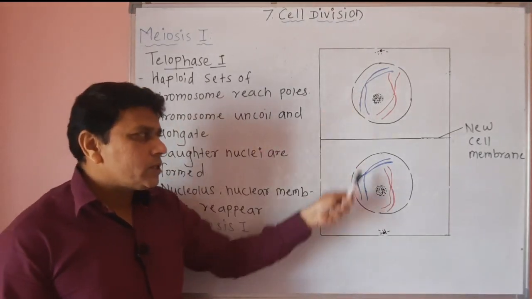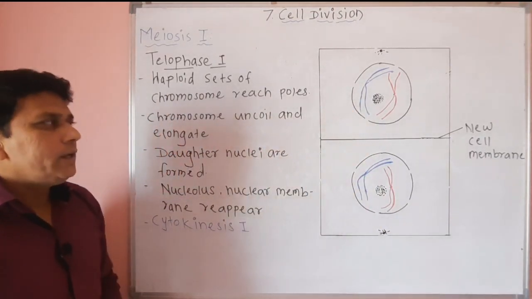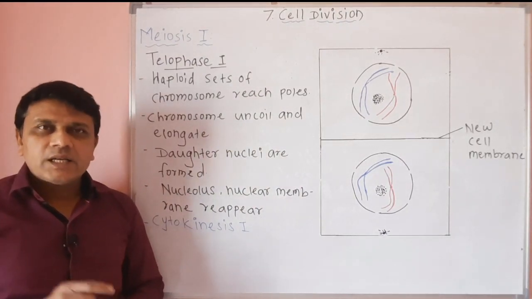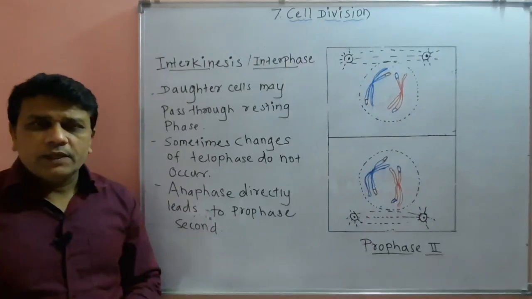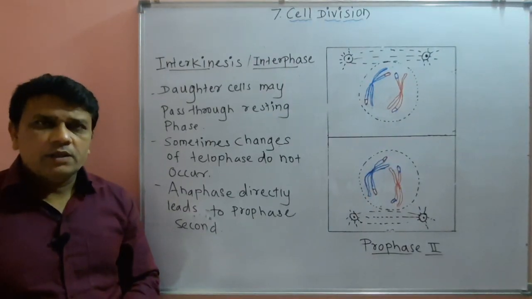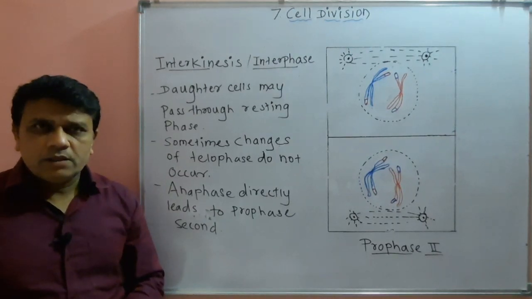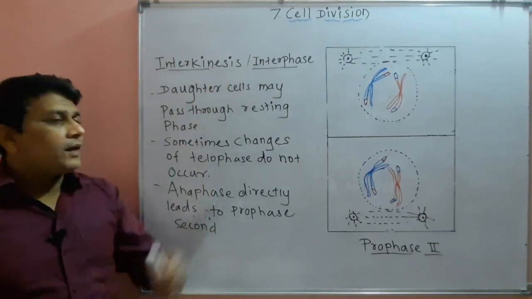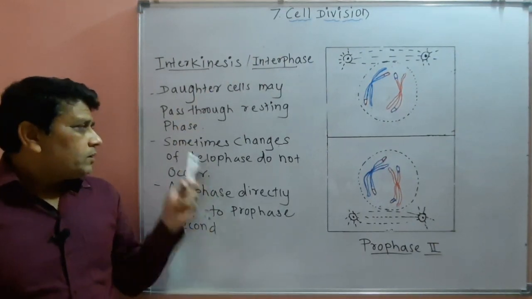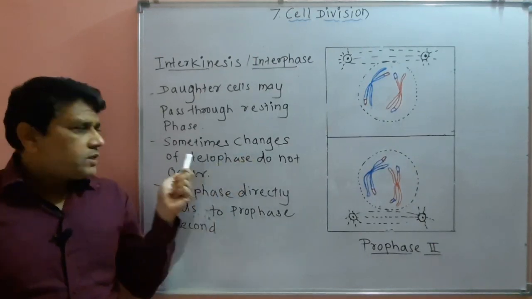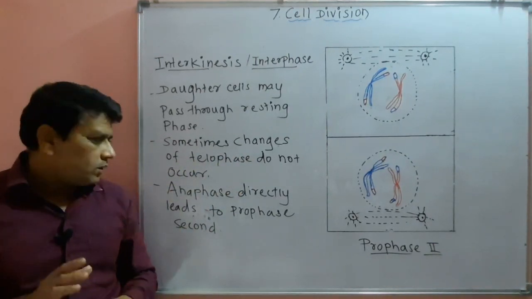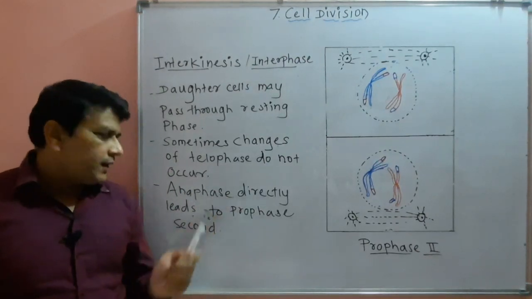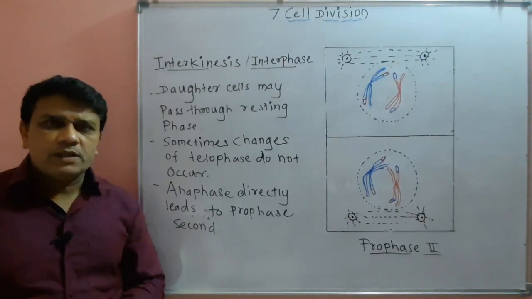That means the formation of 2 new cells occurs, and each cell has one set of chromosomes. Hence the cells are called haploid cells. Then after cytokinesis I, the daughter cells may pass through a resting phase called interkinesis or interphase. But sometimes the changes of telophase do not occur, and in such cases the anaphase directly leads to prophase II.